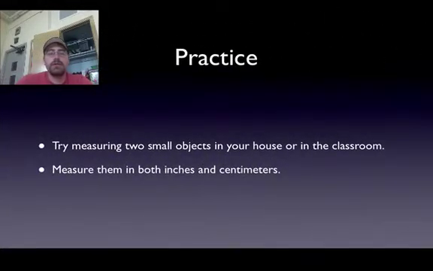All right, so now you're going to do some practice. What I would like you to do at home is to try measuring 2 small objects in your house or in the classroom. Measure them in both inches and centimeters. You will have a ruler that you have at home, or if you need one, you can borrow one from school and take it home. Make sure that you've measured something and bring back the measurements with you tomorrow.